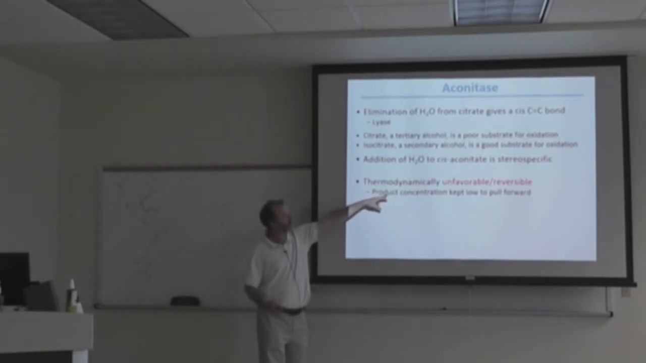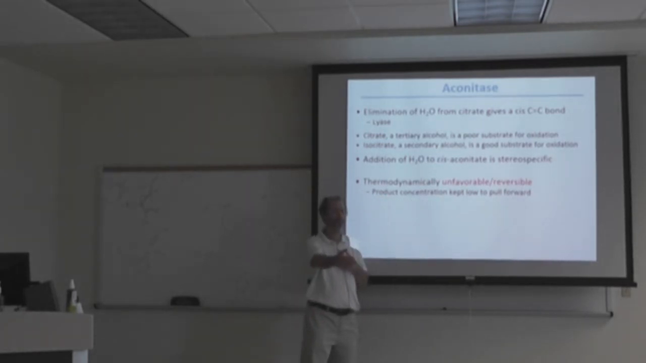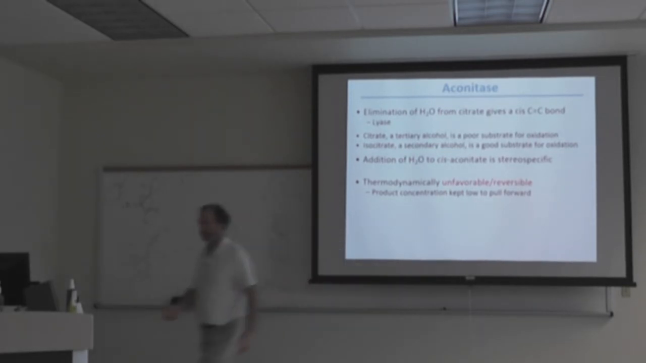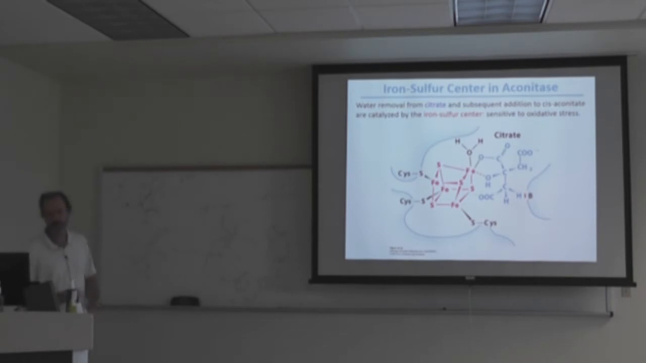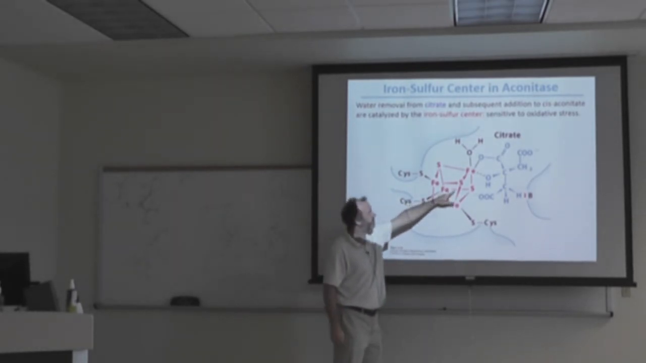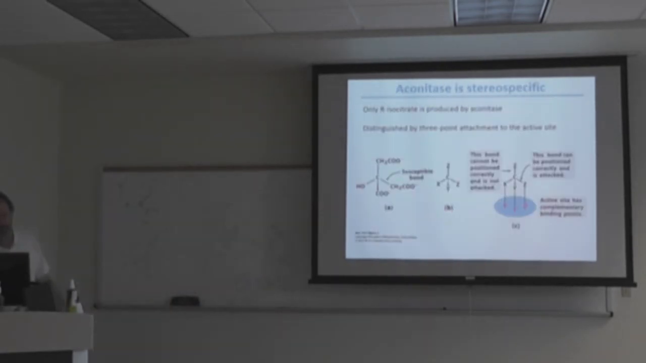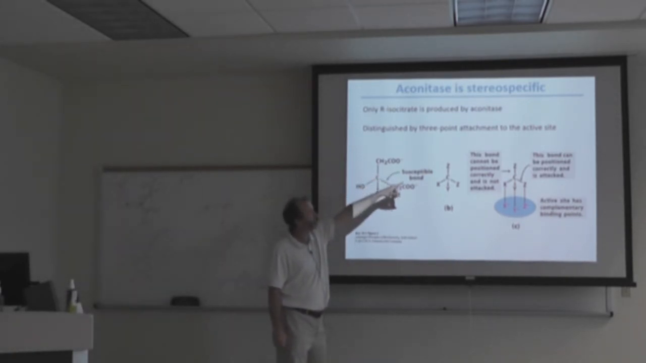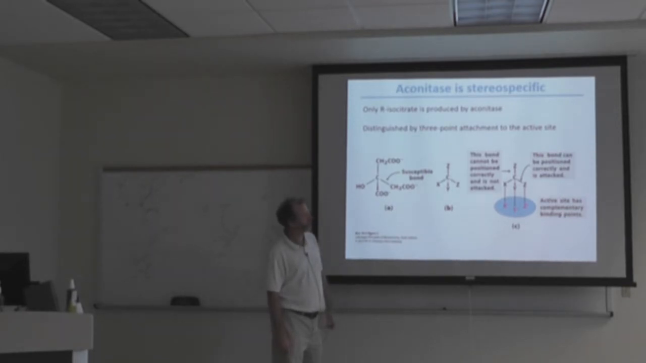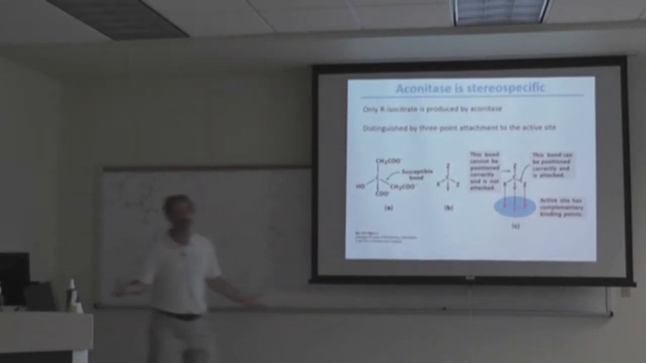Thermodynamically unfavorable, it's reversible. The product concentrations are kept low to pull it forward. So it could run in reverse if the product concentrations build up, and it would. The water removal and the addition to cis-aconitate are catalyzed by this iron sulfur center, basically. And it's stereospecific. Only R isocitrate is produced by aconitase, distinguished by the 3-point attachment to the active site. So you recognize enzymes are often highly stereospecific.